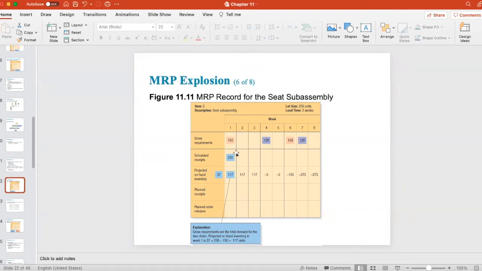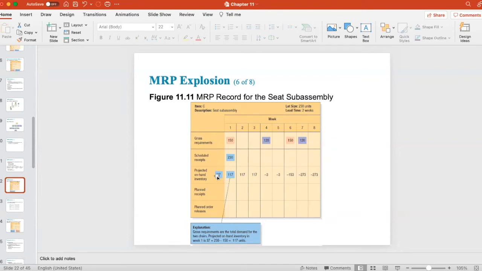Now let's start to talk about the calculation flow within different periods. We start from the 37, which represents the beginning inventory of this subassembly C within your warehouse at the beginning of week 1. Suppose we know that within week 1, you have some scheduled receipt of a new amount, which is 230. Do you have any planned receipt? No, this is showing 0 here.